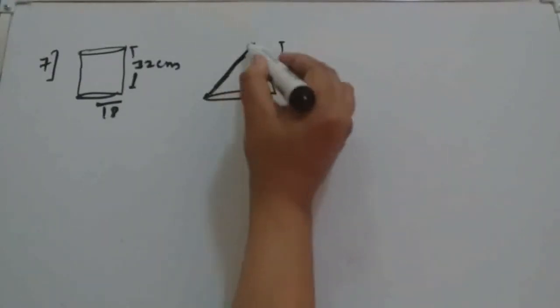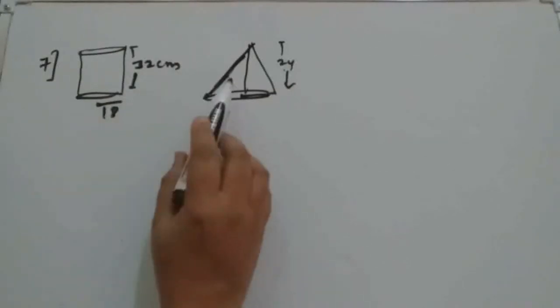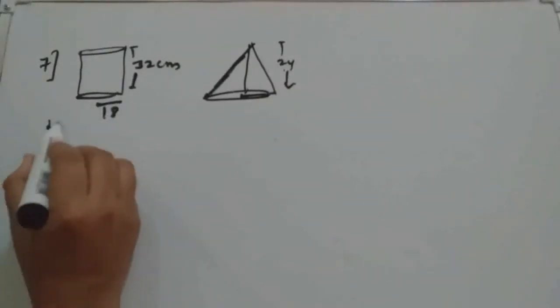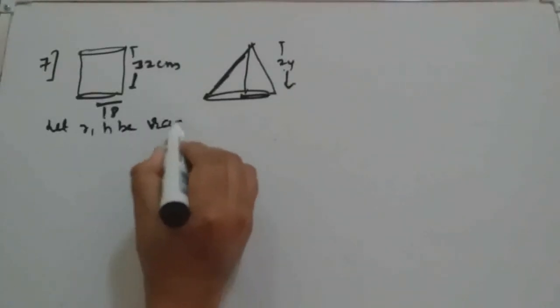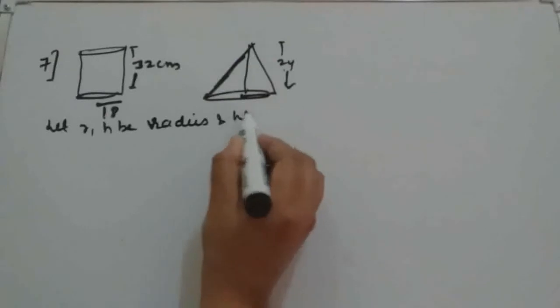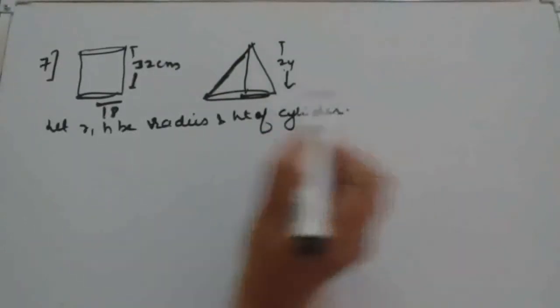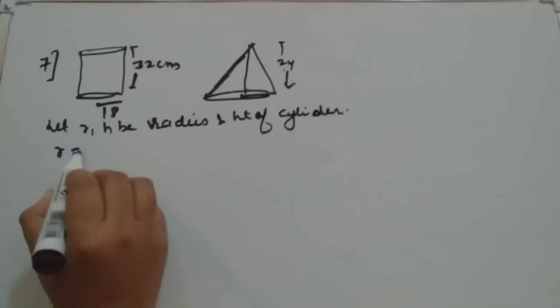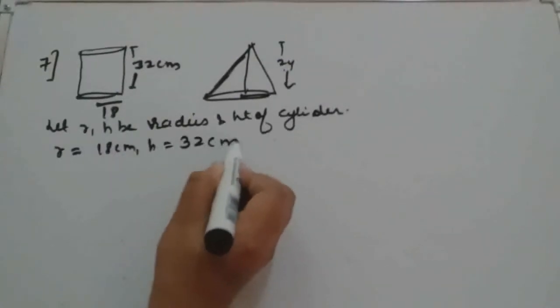This height is given, 24. See, volume of the cylinder will be equal to volume of the cone. Accordingly, let R and H be the radius and height of the cylindrical bucket. So R is given as 18 centimeter and height is 32 centimeter.